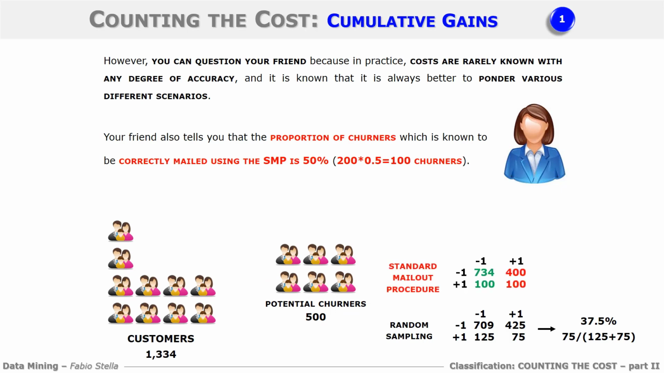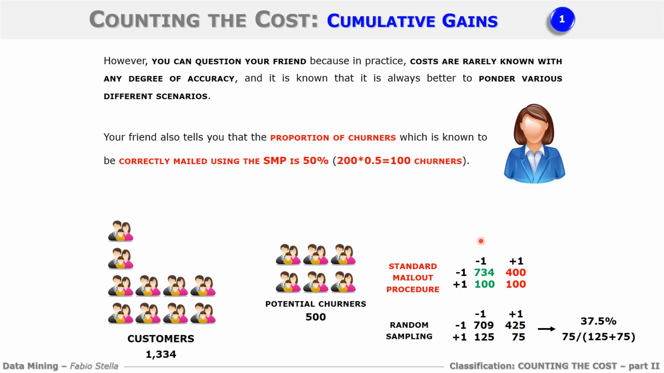In other terms, if we apply the standard mail-out procedure of the telecom company, we will have the following situation. 100 churners will be correctly included in the subset of potential churners, and 400 non-churners will be included in the potential churner subset, while the remaining 100 churners will remain in the customer set, and so they will not be included in the potential churner subset, while 734 non-churners will remain in the customer set.